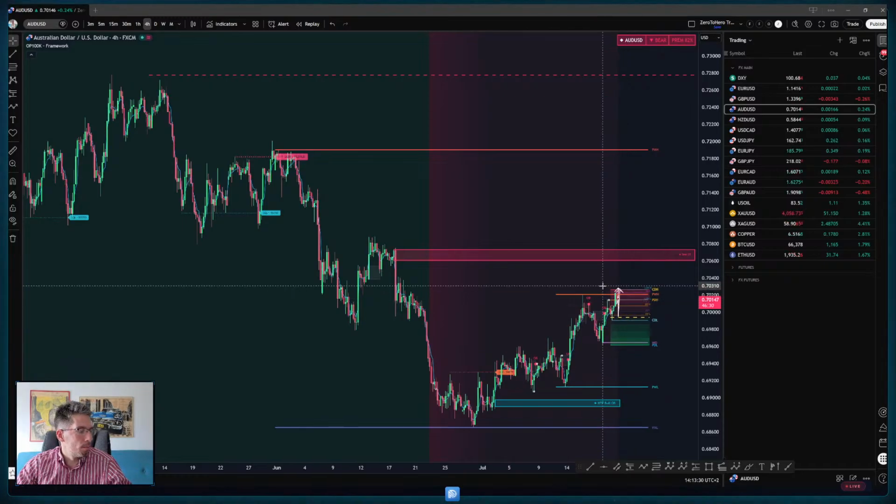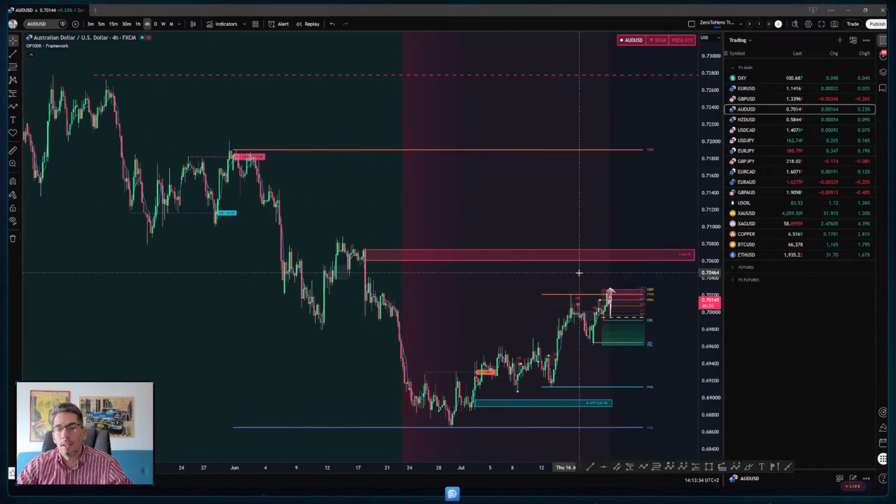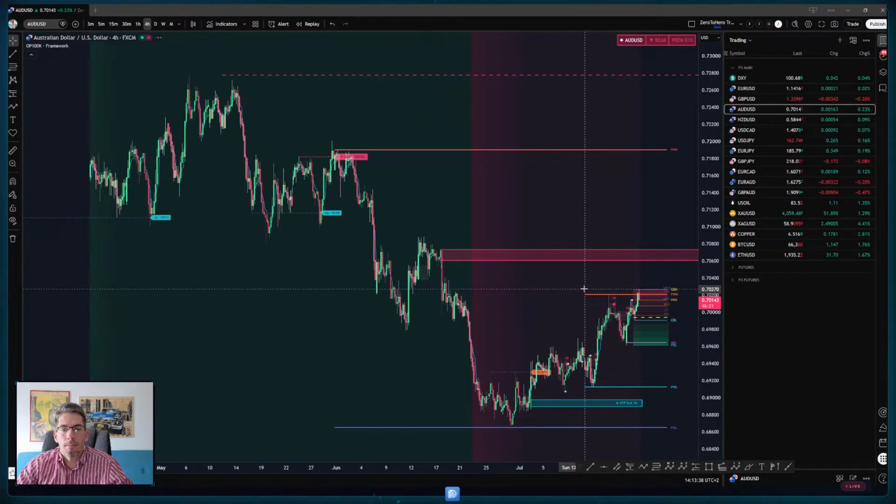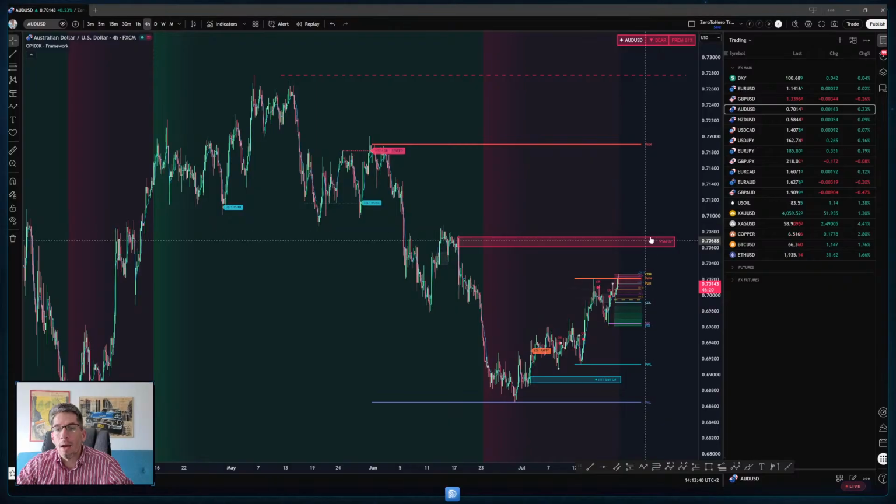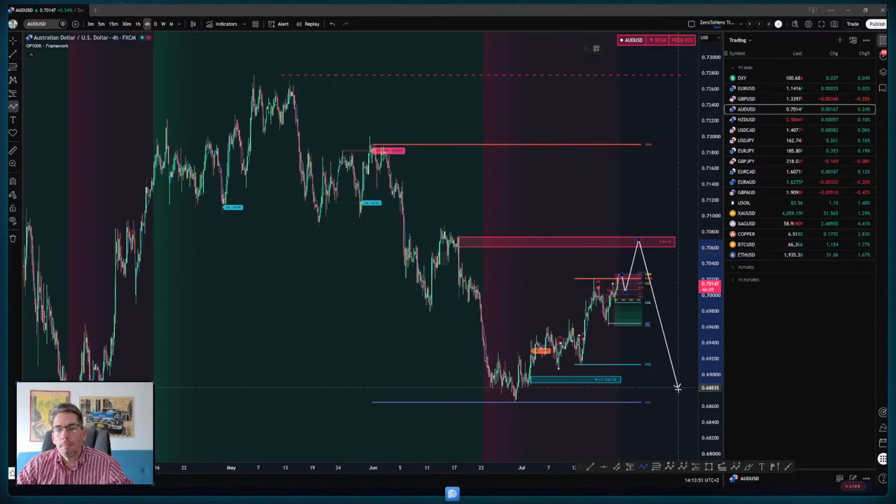Let me just check that my second PC is not turned off. Let's see. I want the market to test this larger order block. I really want that part. For me, I would love to see this in the long run.